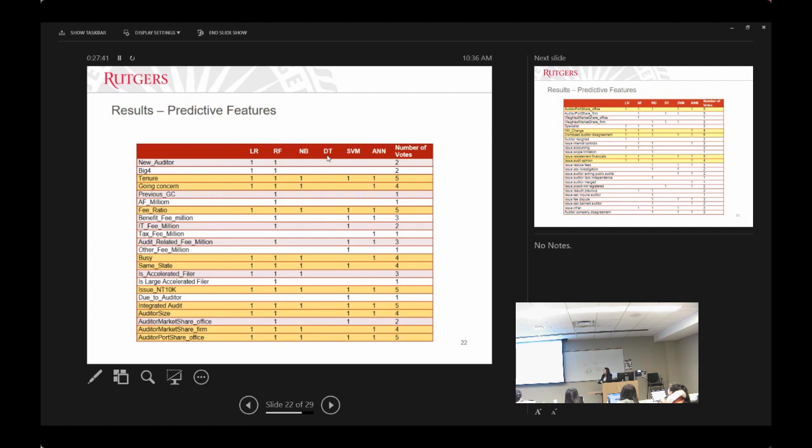So I know that the AI students are now taking the machine learning course, so you will get to that part about feature selection. So 1 just means that the algorithm thinks that this variable is predictive, and 0 means no. So the variables highlighted in yellow are the ones that most of the algorithms think are predictive. So these are the ones we selected as the most predictive.